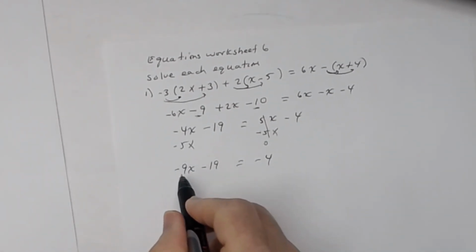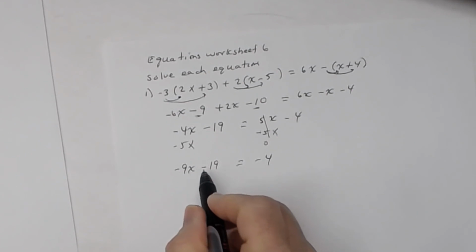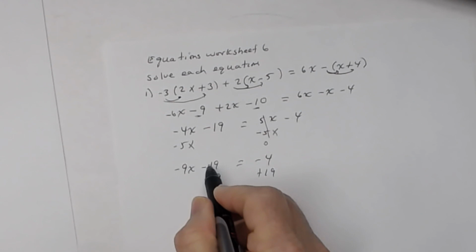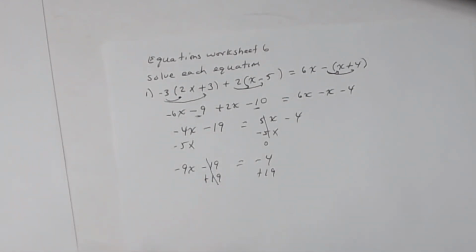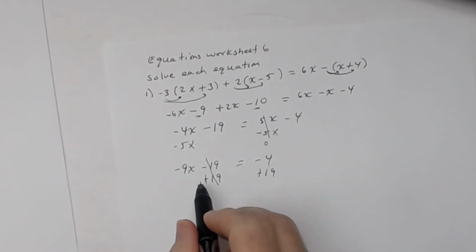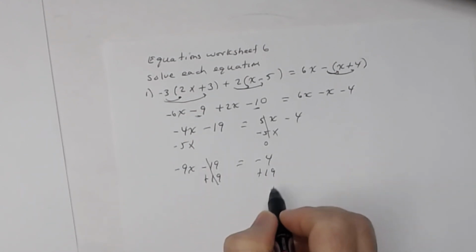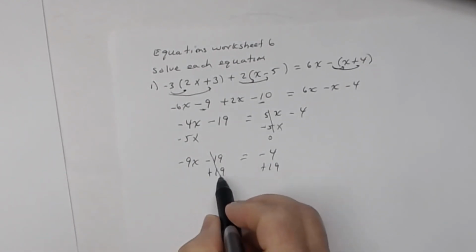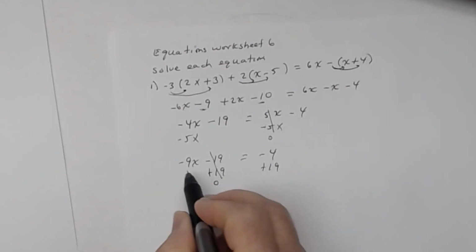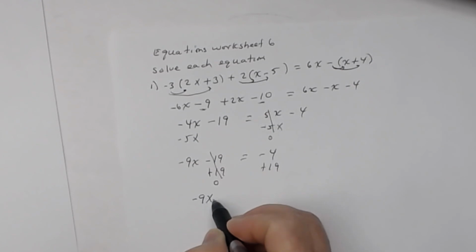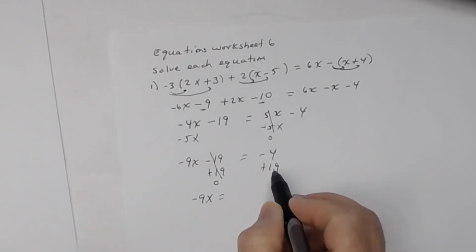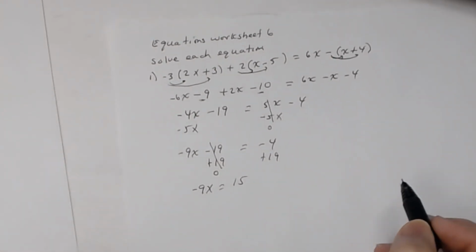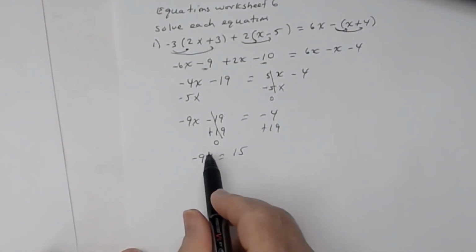And then a couple more steps. Remember, I'm trying to get the variable x by itself, so I need to get rid of this constant. Right now I'm subtracting 19. The opposite is to add 19, because that's the only way I can get this term from this side. Combining like terms, notice I align my constants with each other. A negative 19 plus 19 is 0, so I get negative 9x is equal to a negative 4 and 19 is 15.